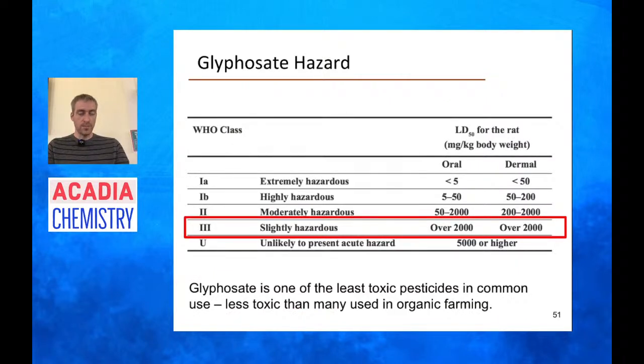So I said one of the benefits of glyphosate is the fact that it has very low toxicity. It is the first one we're going to look at that's not in this moderately hazardous category. It's in the slightly hazardous category, which is good. One of the least toxic pesticides in common use. In fact, it's less toxic than all of the ones we've looked at that were in the organic farming list, right? That's in terms of acute toxicity.